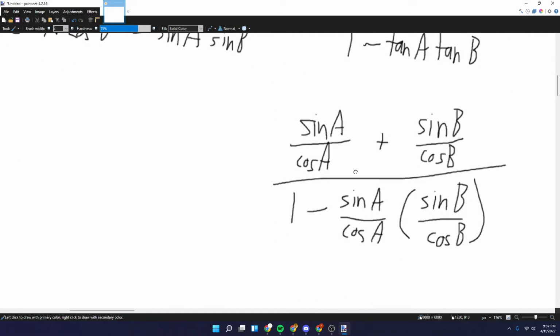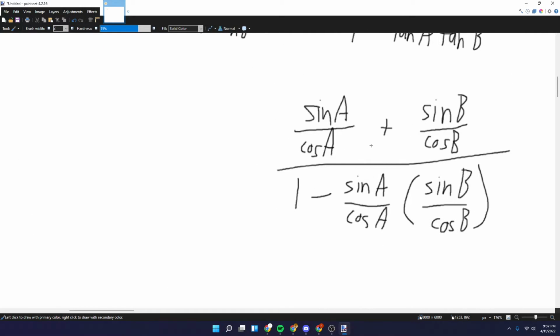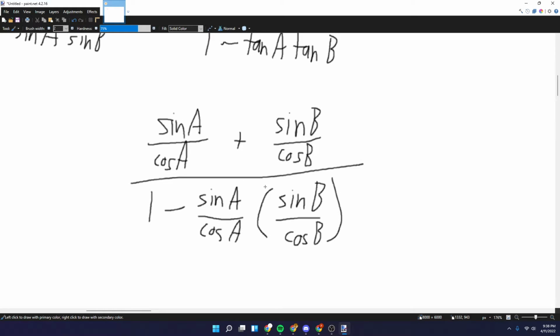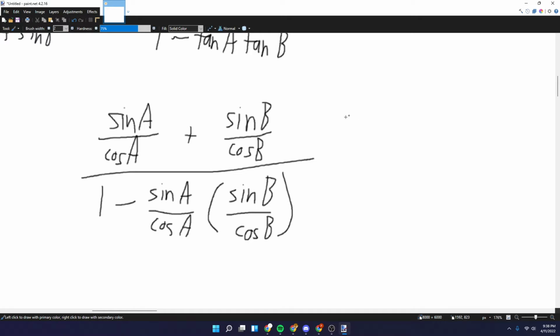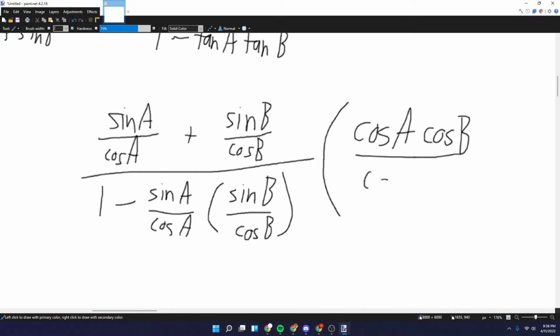So I just did that here. I wrote it out before I recorded because I didn't feel like writing it out again. So now, you'll notice that everything here has a common denominator: this has a denominator of cosine B, this is cosine A, same over here. So what we can do is multiply by 1, but instead of 1, we're doing cosine A cosine B over cosine A cosine B.